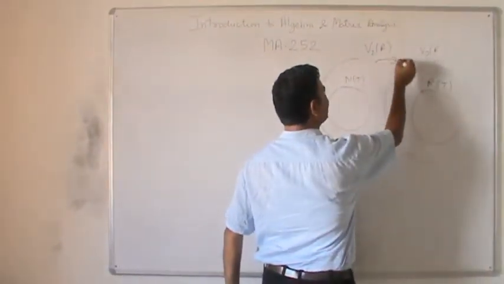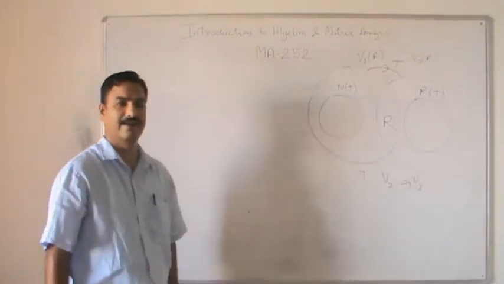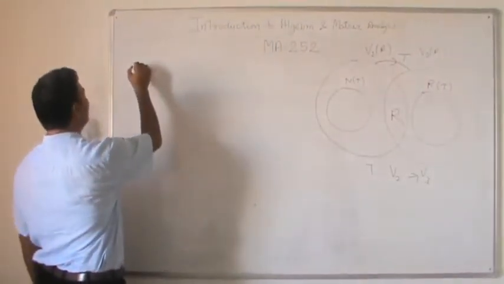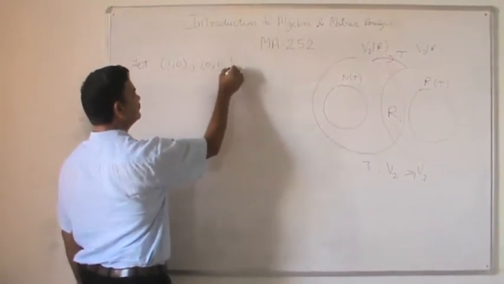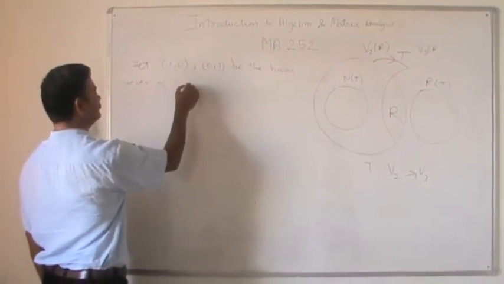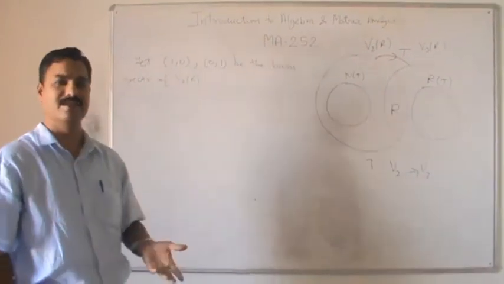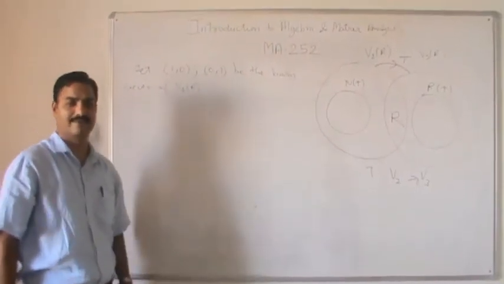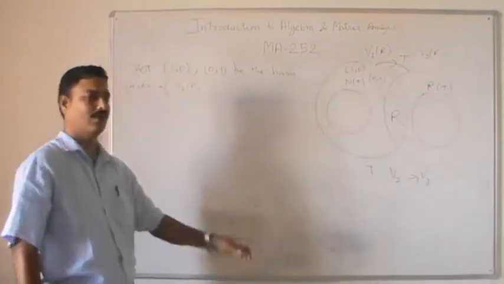And as we proved, this T mapping from V2R to V3R is a linear transformation; it satisfies the criteria for a linear transformation. Now, let (1, 0) and (0, 1) be the basis vectors of V2R. Why do we choose these two vectors? Because these are the standard basis vectors of any two-dimensional vector space. There may be another basis, but these two elements are the standard basis vectors. So we simply choose (1, 0) and (0, 1) as a basis for V2R.